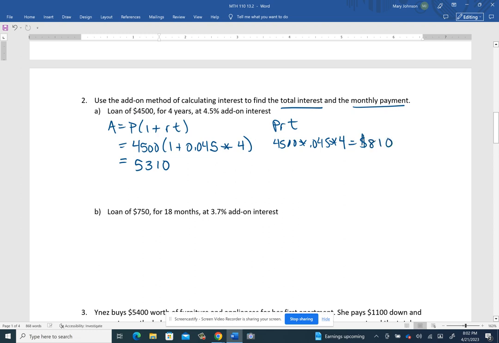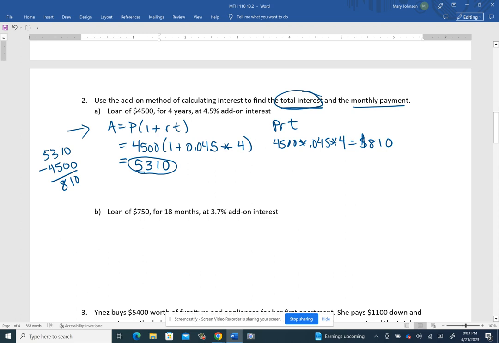Or if you went ahead and did this formula, that 5,310 is the total amount to be repaid, and that's good to know when you're trying to figure out the monthly payment. So if you got this first, couldn't you just take the 5,310 and subtract the 4,500 and get the 810? So you have those options for calculating just the total interest that you wound up paying.